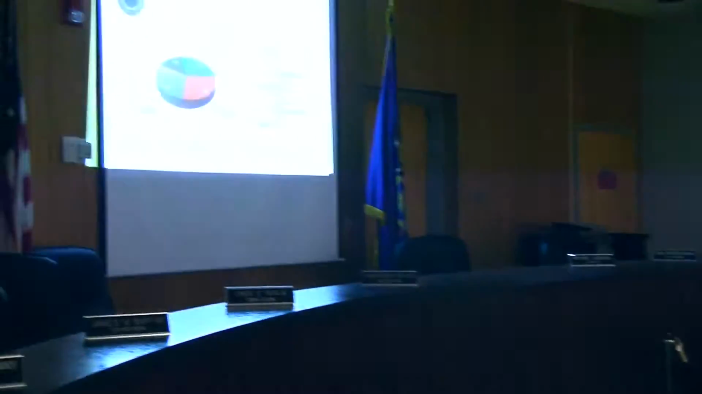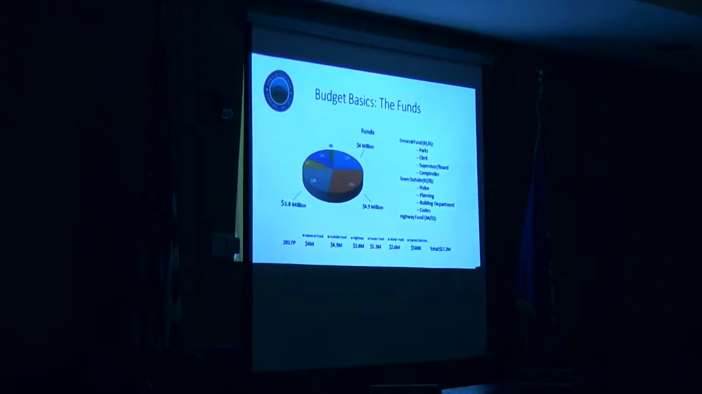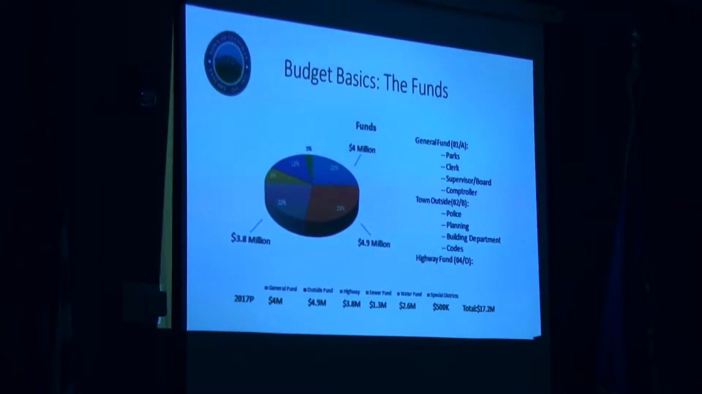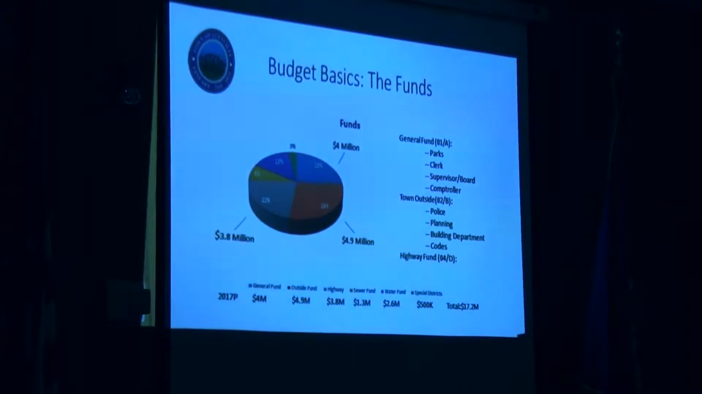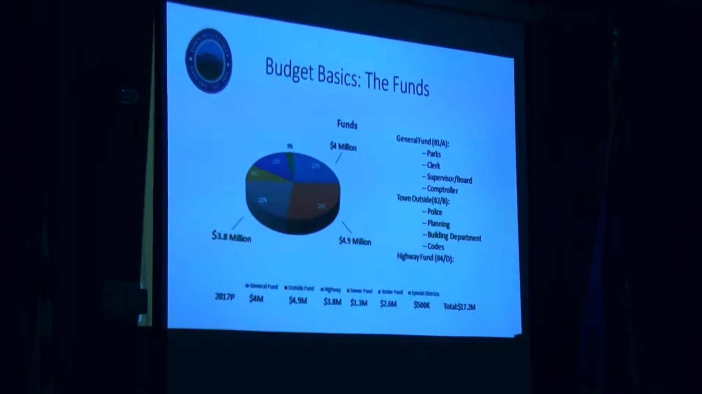We'll start with the basics of the budget and what comprises the budget. It's actually a variety of funds. When we talk about the budget, we usually refer to the three main funds. Because we're a town that has a village inside of us, we have to break out some of those village services in the budget. So we have the A fund, which is the entire town, including the village. We have the B fund, which is everything outside the village.